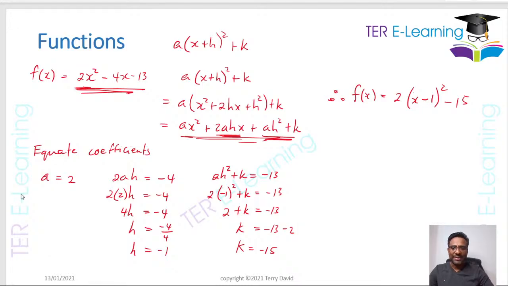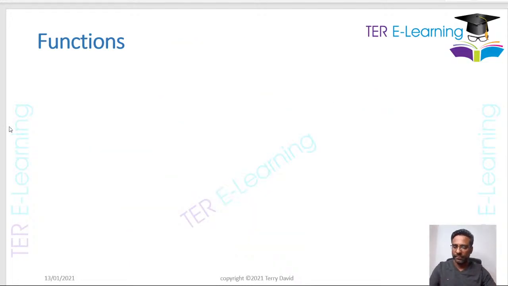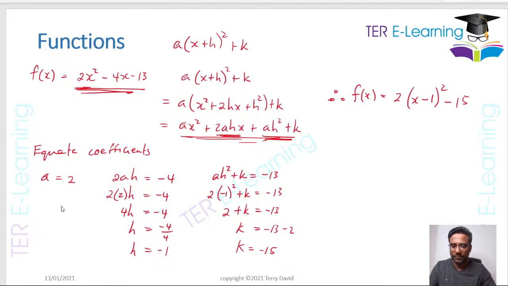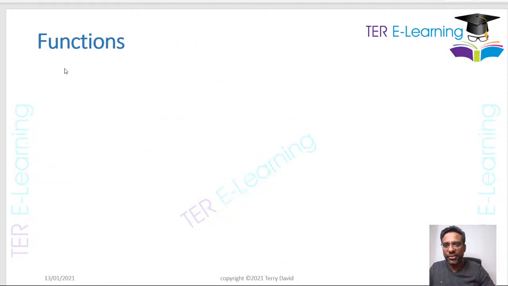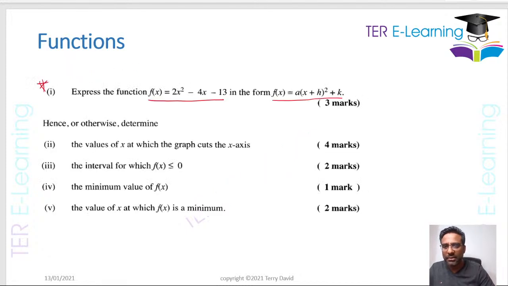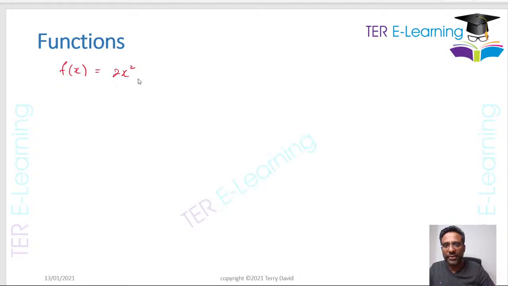Now, let me show you a slightly different way to work this, right? So the function is f of x is equal to 2x squared minus 4x minus 13.